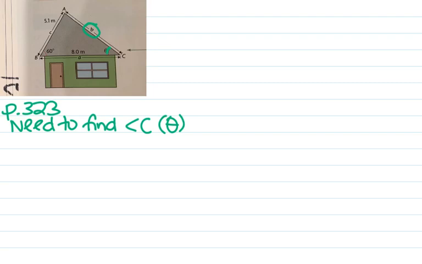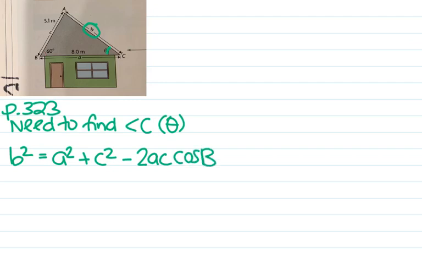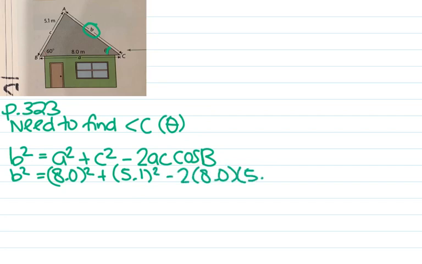So let's find side B. So b squared equals a squared plus c squared minus 2ac cos B. Now we'll plug in the information from the diagram. So b squared we don't know. a squared is 8.0, c squared is 5.1, minus 2 times 8.0 times 5.1 times cos, and angle B is 60 degrees.